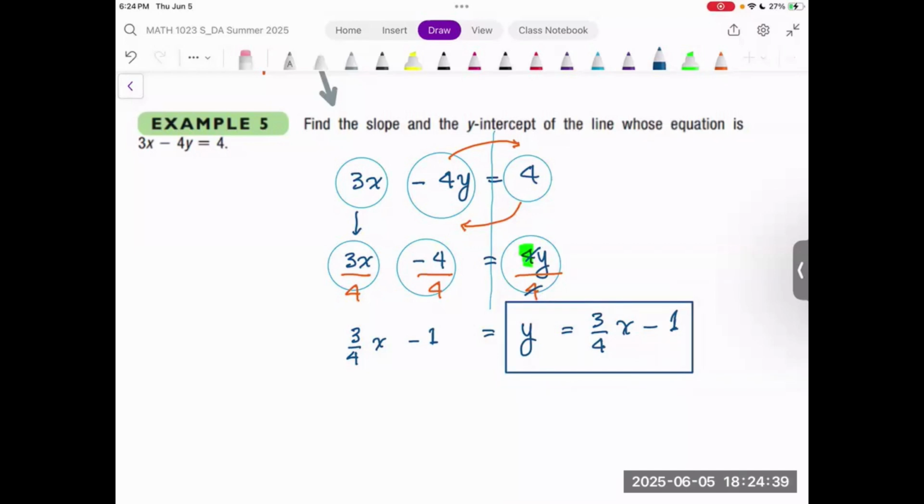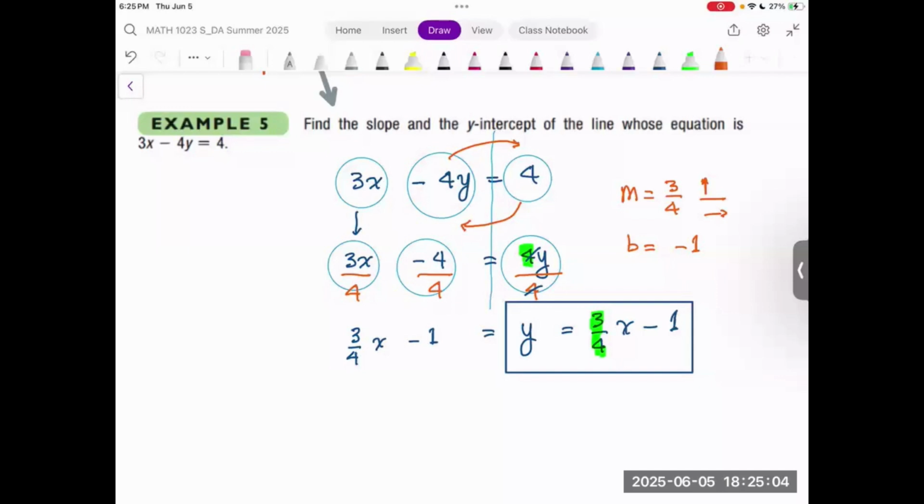So far, so good. Can you identify the m right now? The m is the number next to the x. So your m is equal to 3 over 4. And that's going to be your rise. And this is going to be your run. And can I identify the b, which is the y-intercept? Yes. This is the -1, all right?